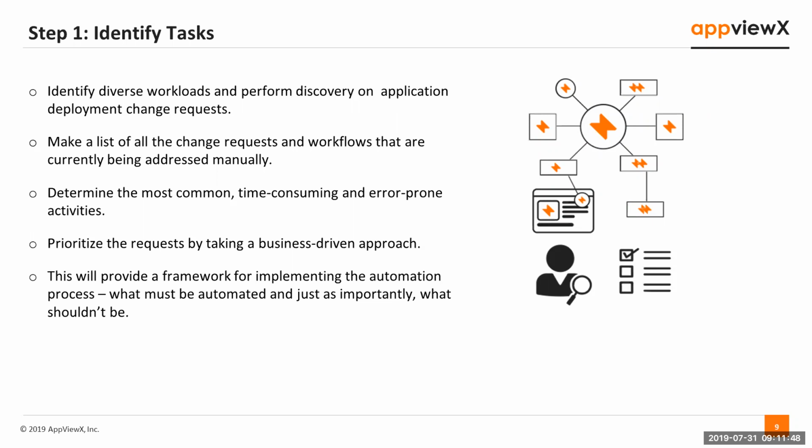Prioritize the requests by taking a business-driven approach. Again, to what end are we as an organization doing all this work for? And then prioritize those. Which are the most important? What do we want to address first? This will provide a framework for implementing the automation process. What must be automated, and just as importantly, what shouldn't be?